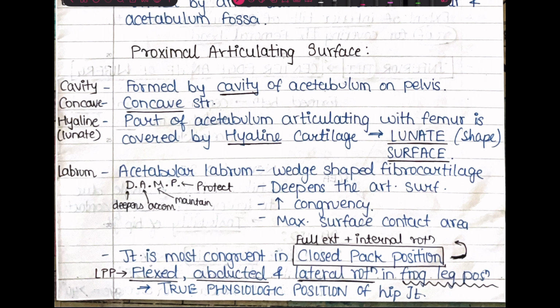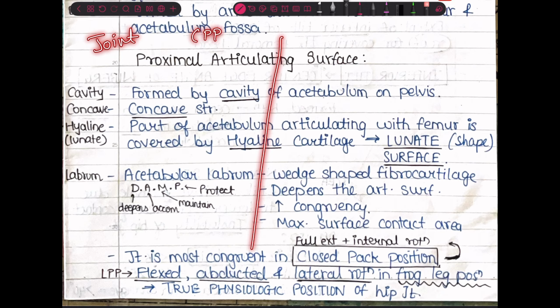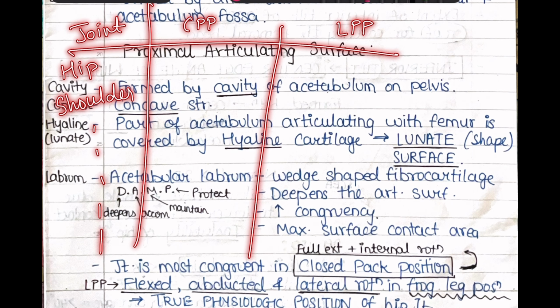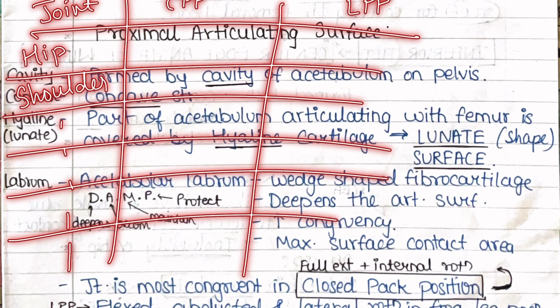I hope that you are clear with it, and I request you to make a chart of all the joints, their close back position and loose back positions. So you should classify them. Suppose this is hip, then this is shoulder and all other joints also, so that it will be easy for you to write in 3 markers as well as the long answer questions also.